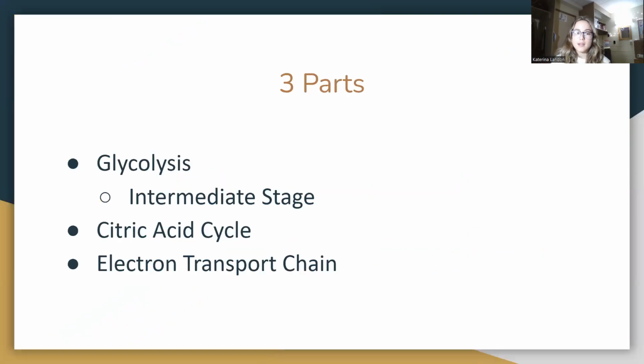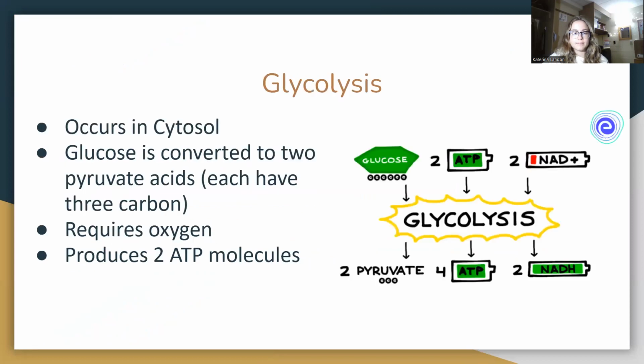There's three parts to cellular respiration. First is glycolysis, and in between glycolysis and the citric acid cycle is the intermediate stage, which is also known as the bridge stage. And then there's the electron transport chain at the end. Glycolysis occurs in the cytosol, and you can remember that it's part of the cytoplasm, and that is what holds the organelles in a cell.